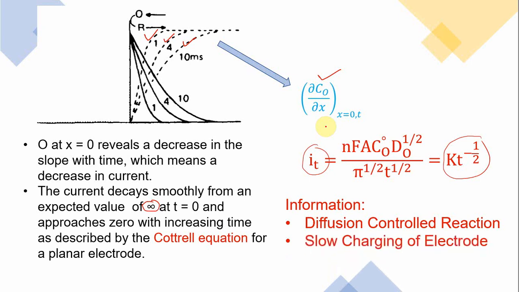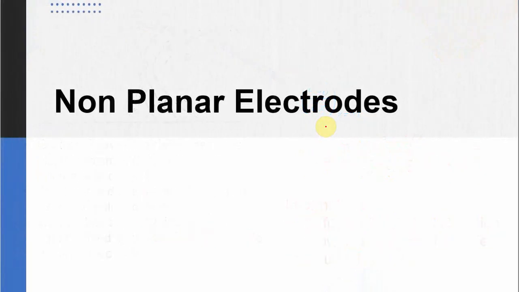It tells us about what is happening during the slow charging of the electrode, what could be the possibilities. Then it tells us about the coupled reactions that we discussed in the last lectures, that is, in the end of the last chapter we discussed the coupled reactions.